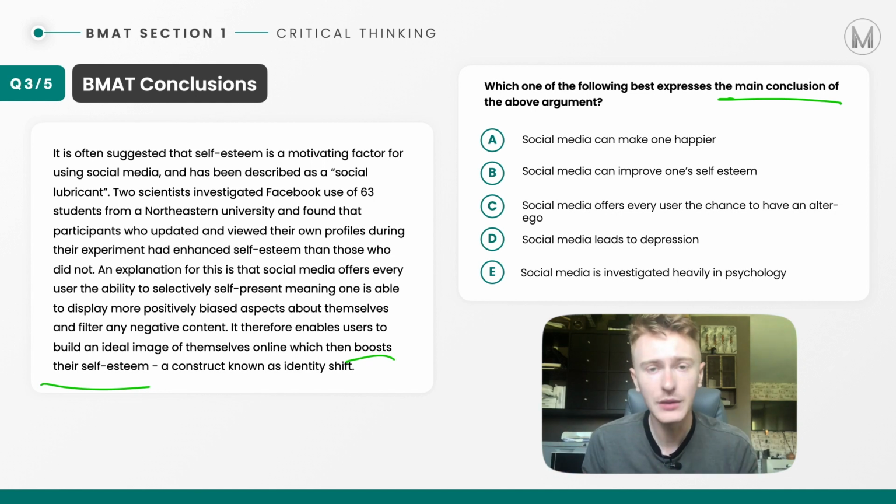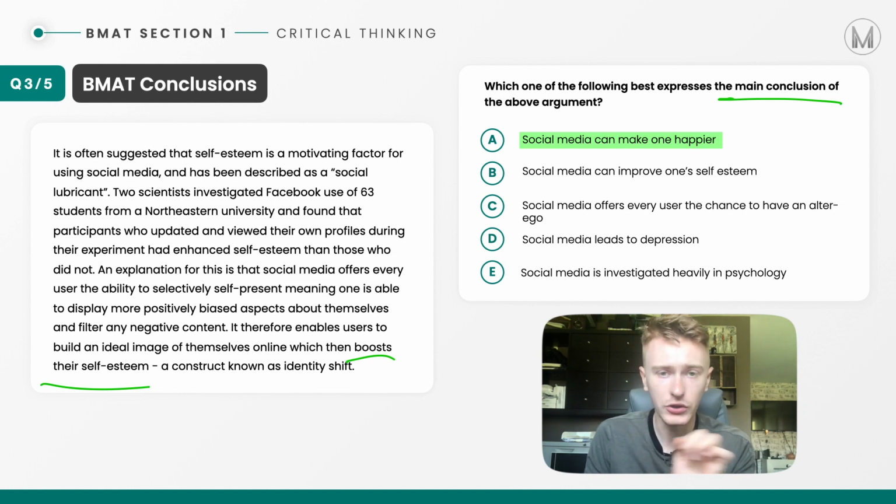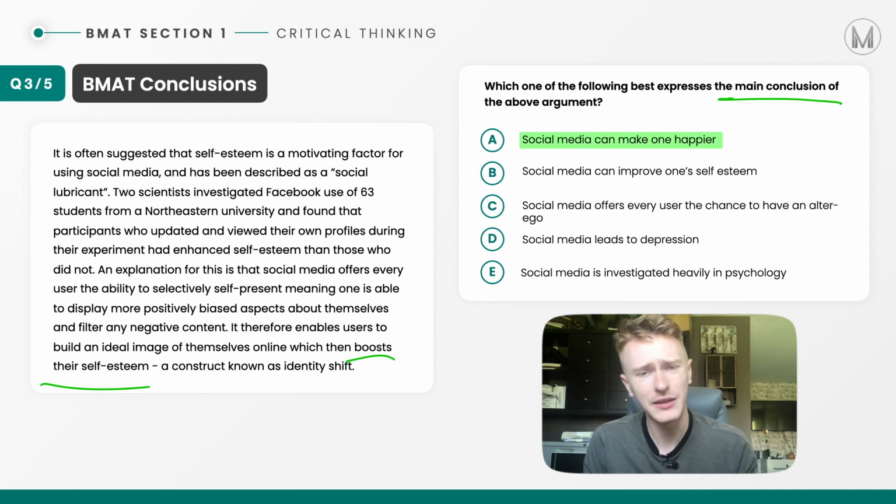This is really key because the author starts with self-esteem and he ends with self-esteem. Self-esteem is one of those keywords which is being dropped in throughout the passage and therefore seems to be along the right lines of the conclusion. So let's look at the passage. A, social media can make one happier. Happier is some sort of an emotional construct, and actually that doesn't seem to be what the author's saying. He's talking predominantly about self-esteem, and those two are not equal. So actually answer option A seems to be going a bit too far.